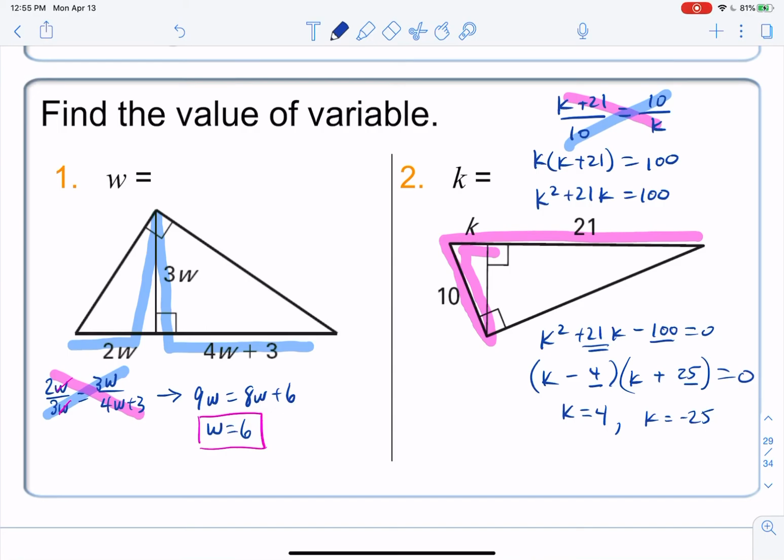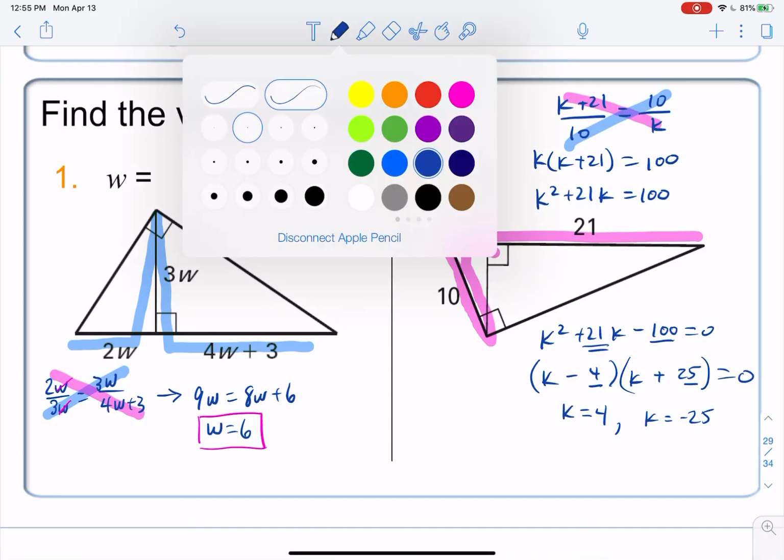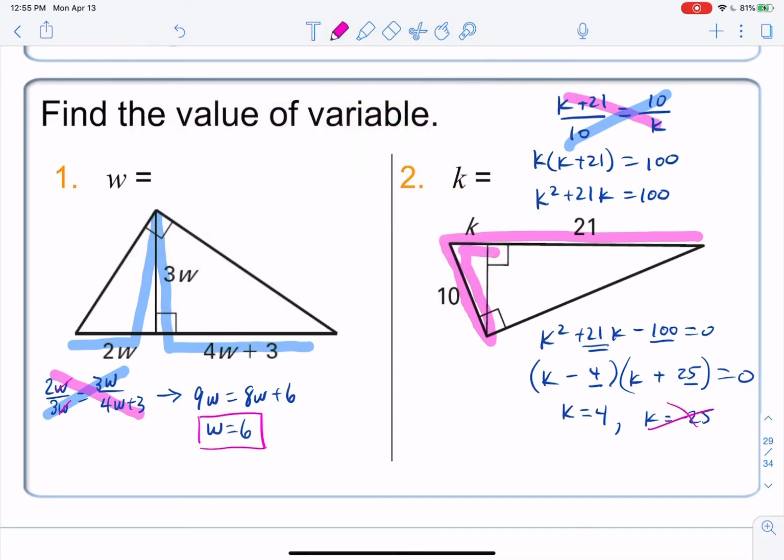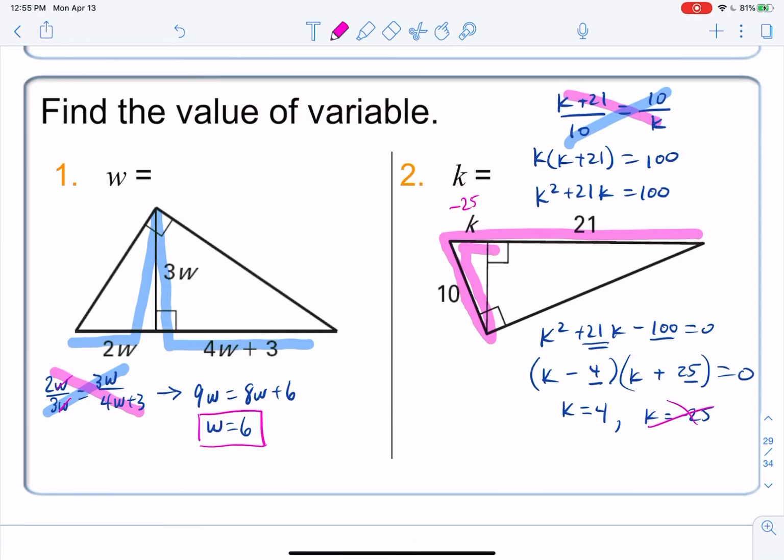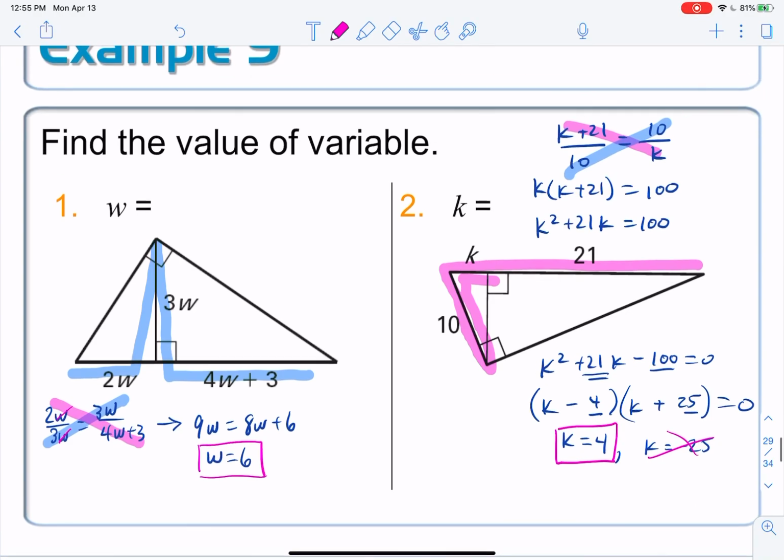Negative 25 mathematically works. Geometrically, though, that doesn't make any sense. For this to be negative 25, what? No, that doesn't make sense. So our answer then is 4.